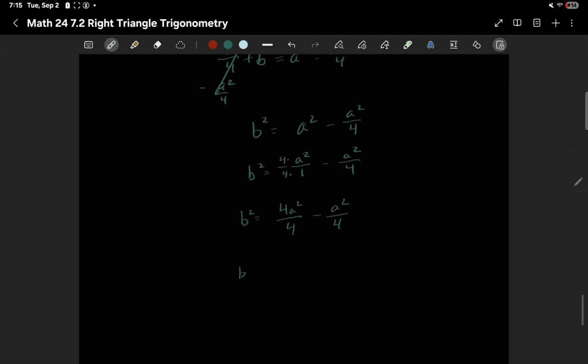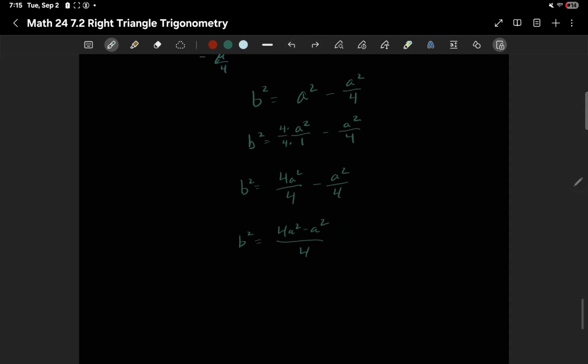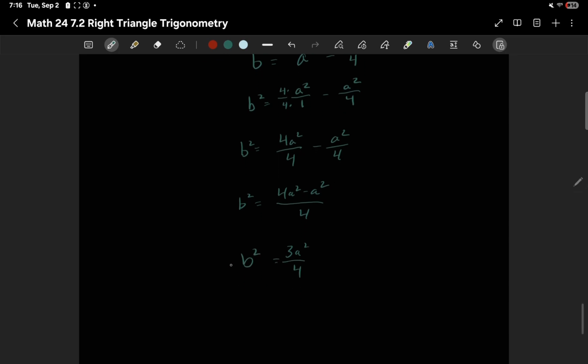And so now I can combine these two fractions. So I have 4a squared minus a squared over 4 because their denominators are the same. And then 4a squared minus a squared, that's 3a squared over 4 is equal to b squared. And now to square root both sides, that tells me that b is equal to the square root of 3a over 2. So 2 times 2 is 4. Square root of 3 times square root of 3 is 3. And a times a is a squared.